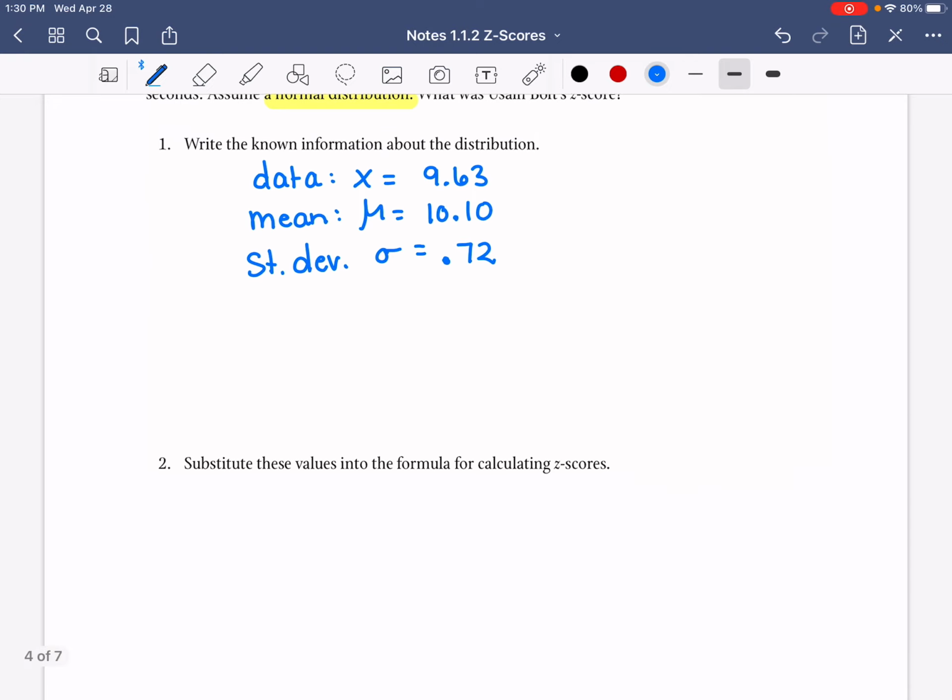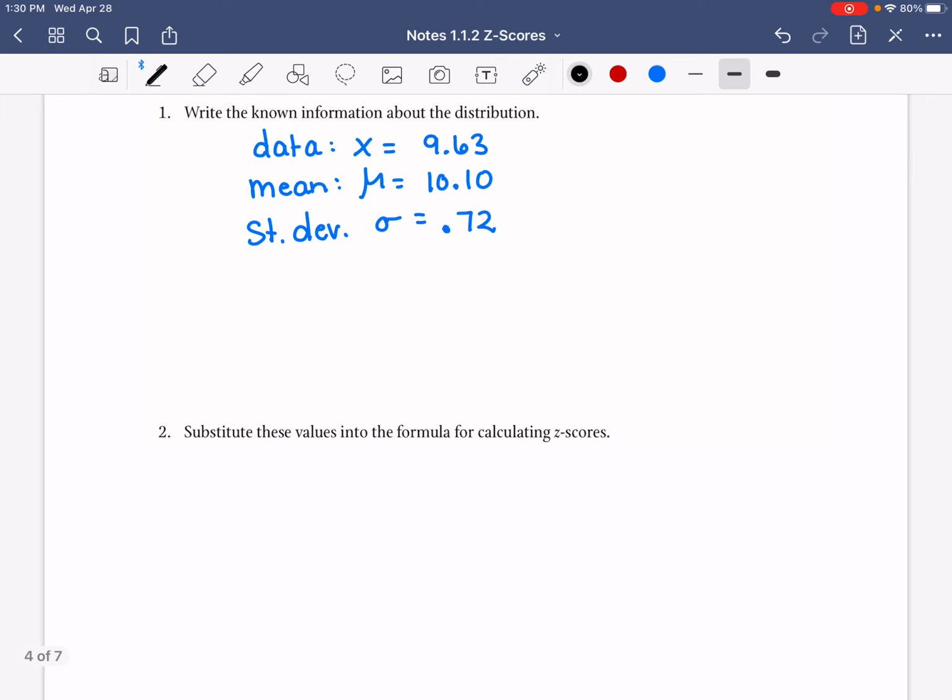So we're just going to put these numbers into our z-score formula, which is z equals data minus the mean divided by the standard deviation. So when I plug them in, the data is 9.63 minus the mean is 10.10 divided by the standard deviation is 0.72, and that will give us our z-score.